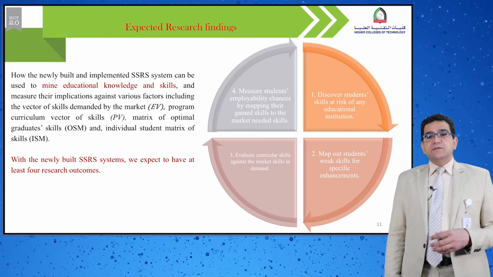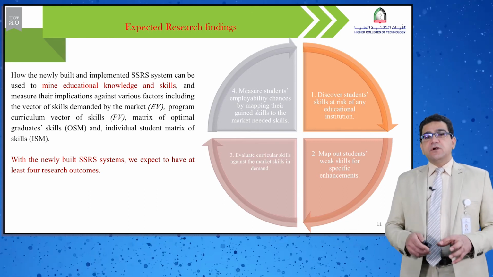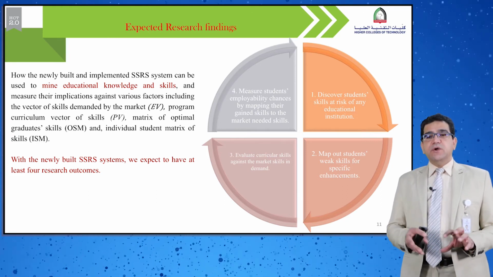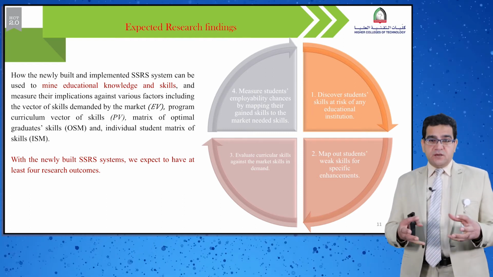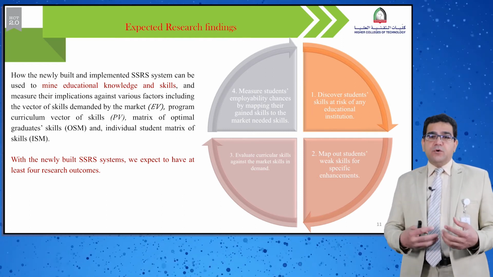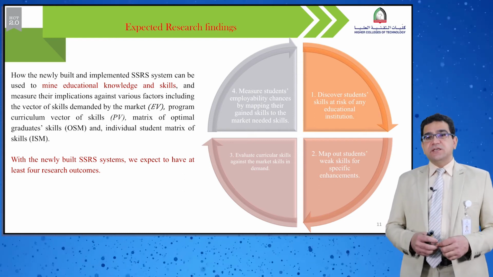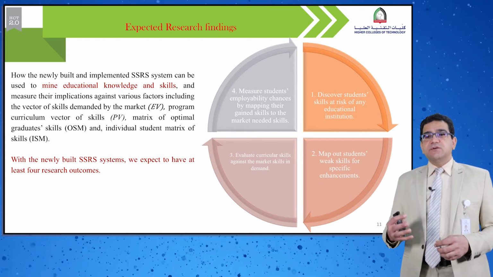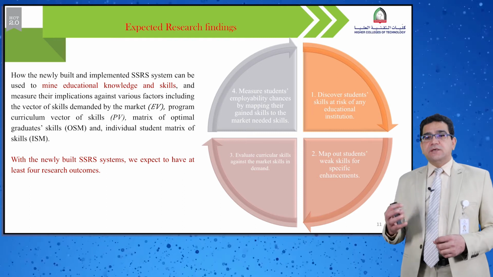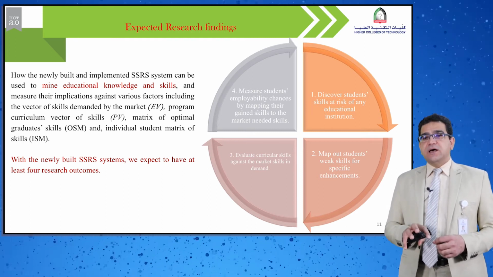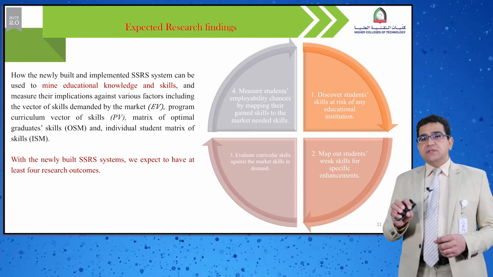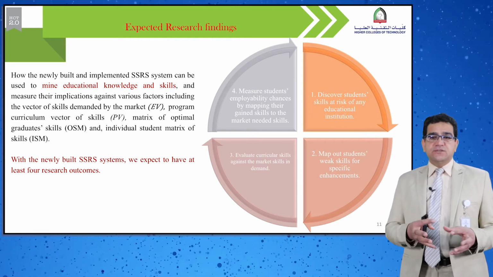So we expected various findings for this research, but mainly we have four main research findings. We can figure out more or extend these findings later. Firstly, we need to discover the student knowledge and skills at risk, and I want to emphasize here that we aim to figure out the skills and knowledge at risk, not a student at risk.